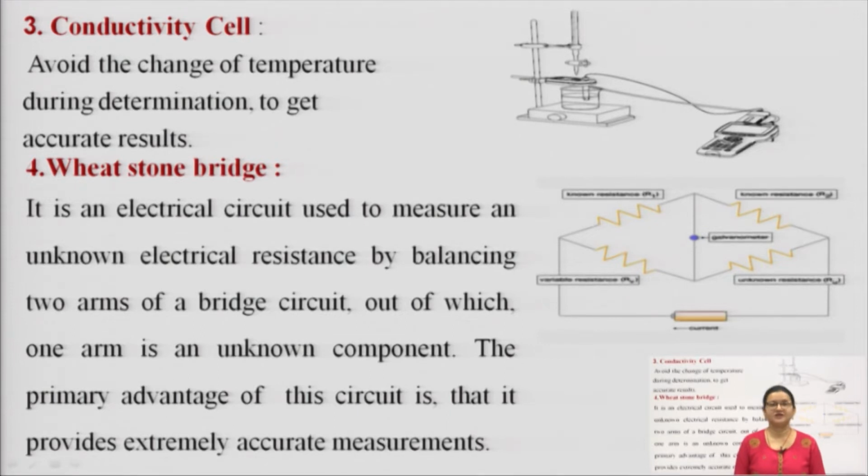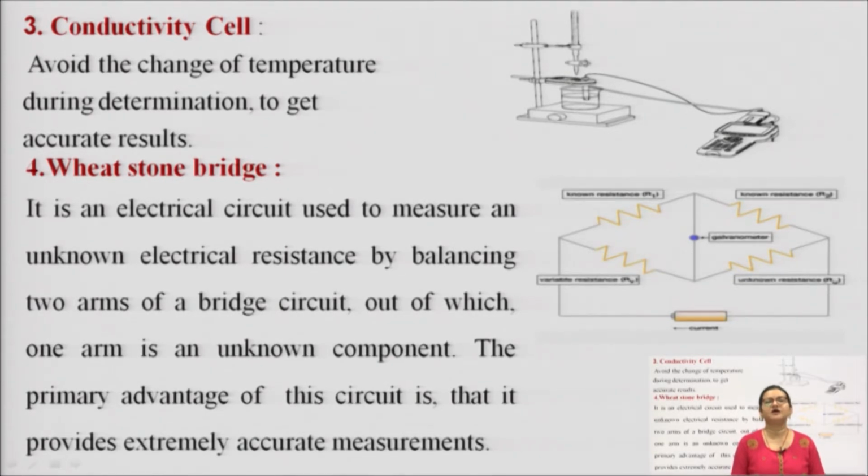Wheatstone bridge is an electrical circuit, as we all studied in our school education in 11th and 12th. All the students might have studied it very well. It is an electrical circuit which is used to measure an unknown electrical resistance by balancing two arms of a bridge circuit, out of which one arm is the unknown component and the other arm is a known component. We apply the formula there, and after the calculation we can know the unknown resistance value of the Wheatstone bridge circuit.